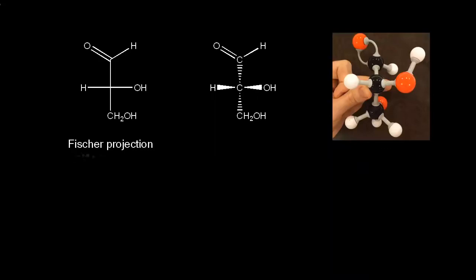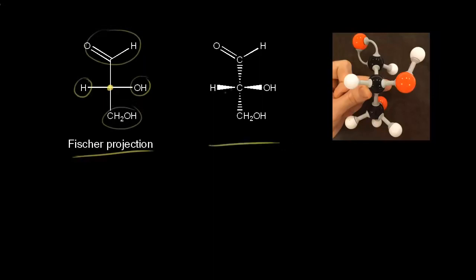On the left we have a Fischer projection, which is just another way of representing a molecule. Fischer came up with these when he was working with carbohydrates, and he actually won the Nobel Prize for his chemistry. At the center here, at the intersection of these lines, we have a carbon, and this carbon is a chirality center. There are 4 different groups attached to this carbon. There's a hydrogen, there's an OH, there's an aldehyde, and there's a CH2OH.